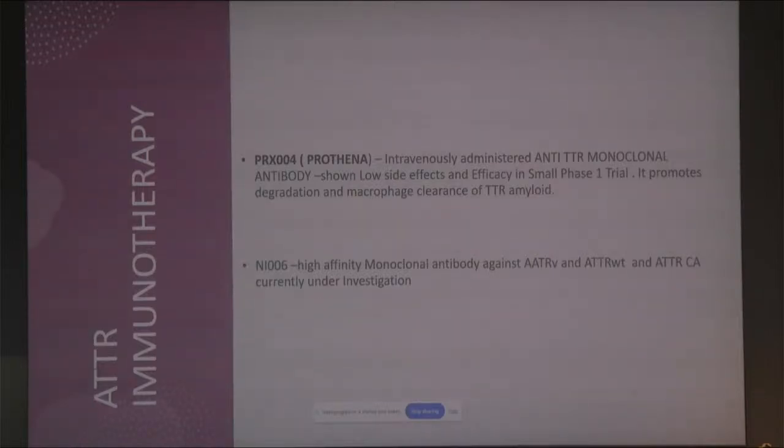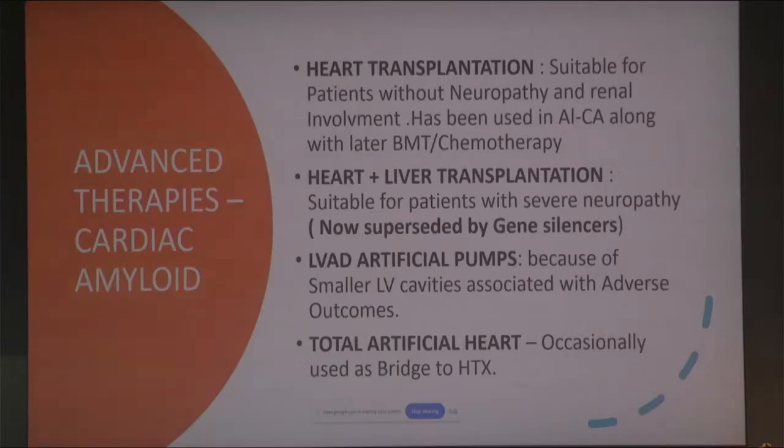And other drugs which are on the horizon are the immunotherapy drugs, like ATTR monoclonal antibodies, just undergoing a small phase 1 trial, and other drugs which are, again, monoclonal antibodies, ATTR, all the types. The other advanced therapies for amyloid. Now, these drugs obviously were not available to us for a long time in India. Only now we have this Vindamax.